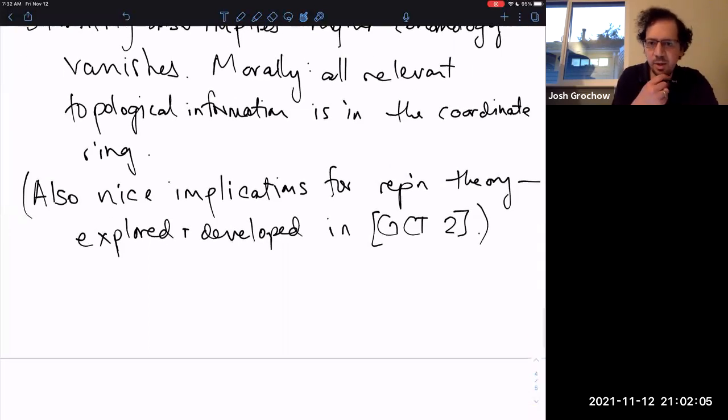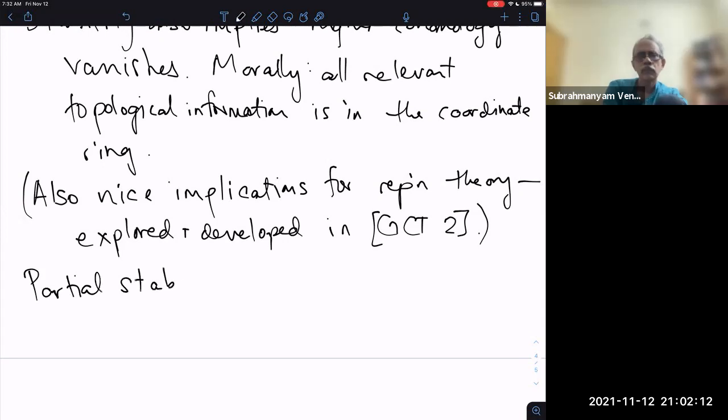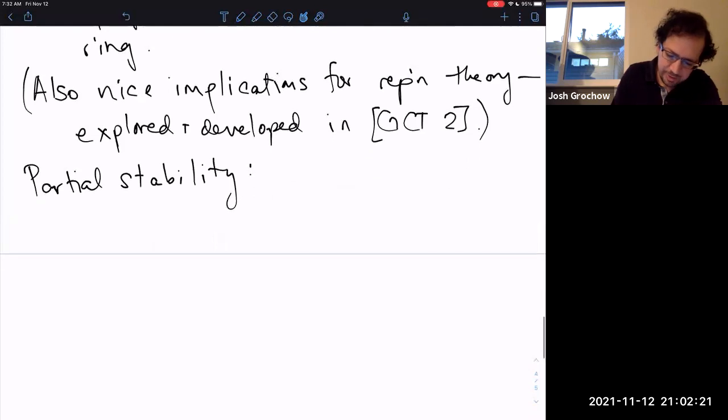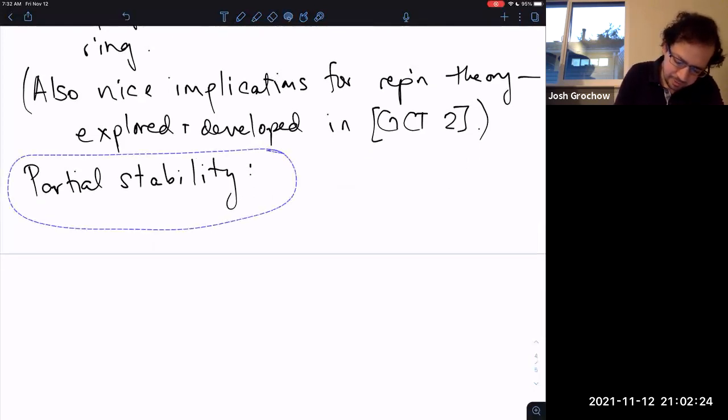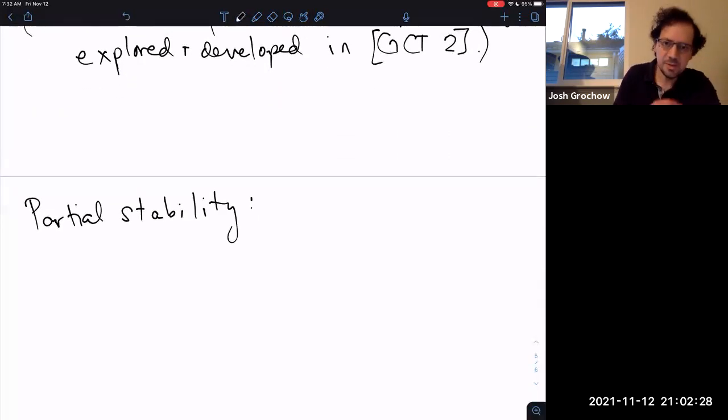All right, so what does partial stability get us? It doesn't, of course, quite get us everything that stability gets us, but it does give us some nice things. And one that I want to highlight is this weakening of Luna's étale slice theorem.